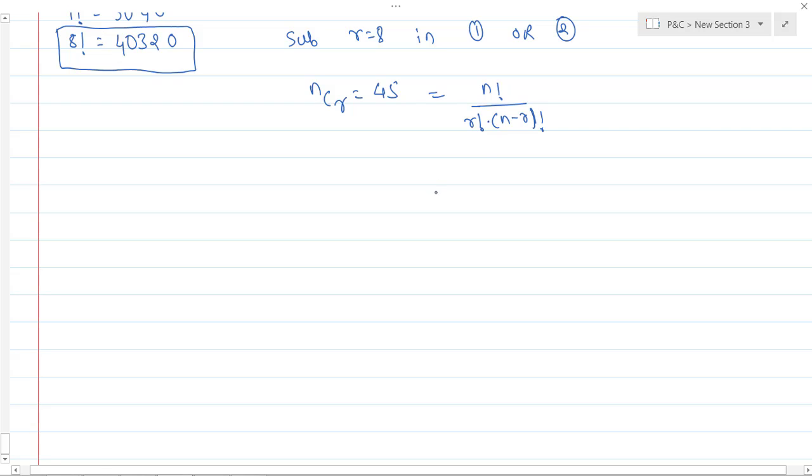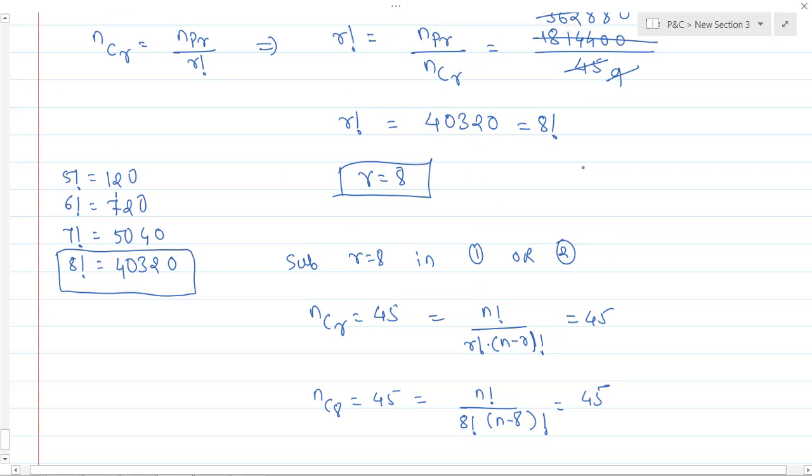Okay, then what will happen? It is equals to 45. There are two variables in this, okay. So this is equals to n minus r factorial, and r value is 8. So nC8 is equals to 45, which is nothing but n factorial divided by 8 factorial into n minus 8 factorial, it is equals to 45. Okay, so we are expecting n, how much then?